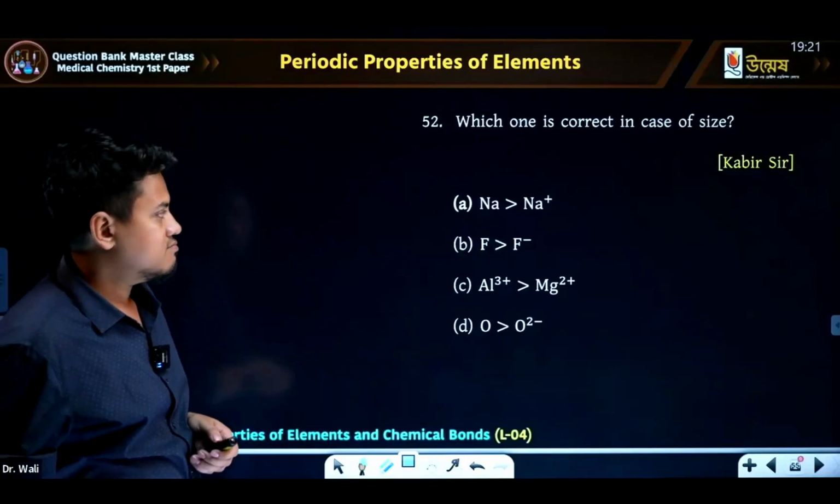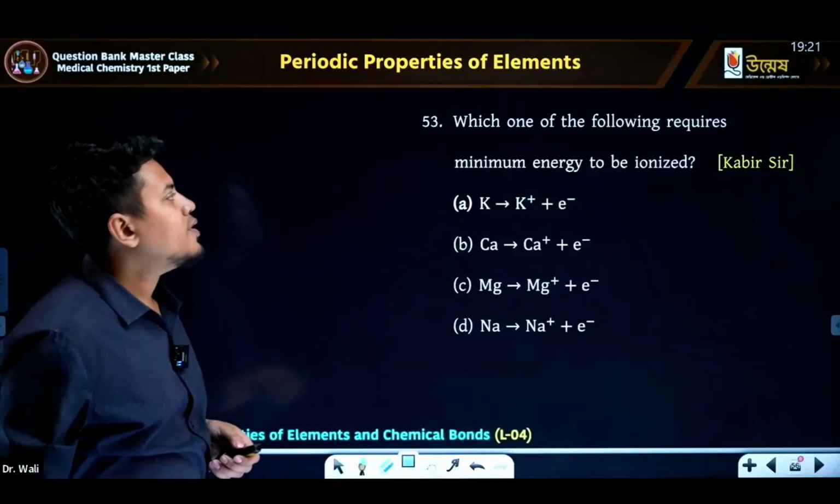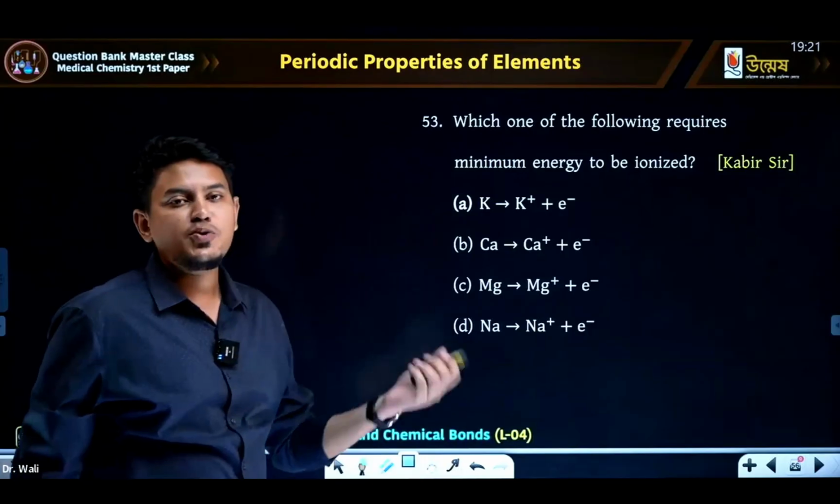Which one is the correct in case of size? Certainly sodium will be larger than the sodium ion. Which one of the following requires minimum energy to be ionized? I mean, which one shows the least ionization energy?